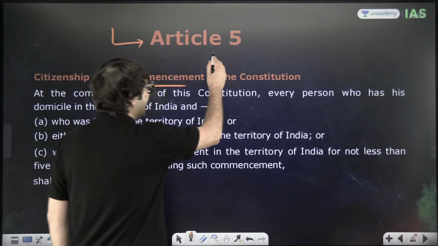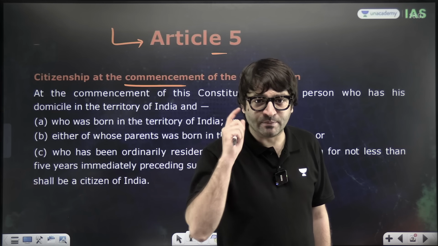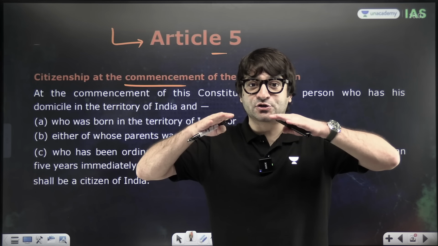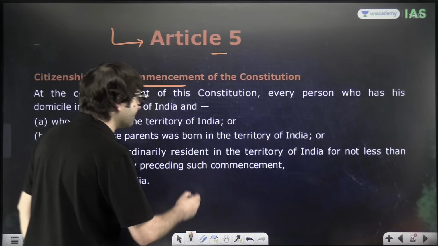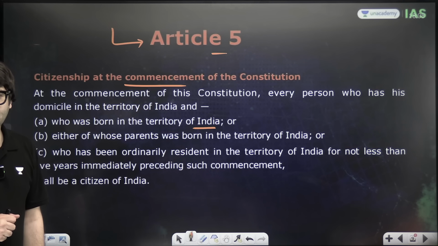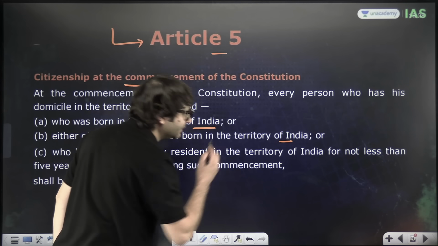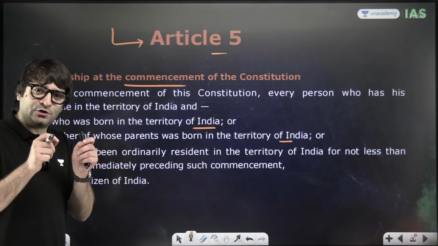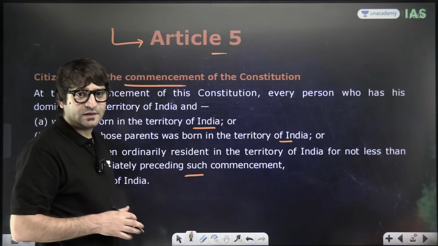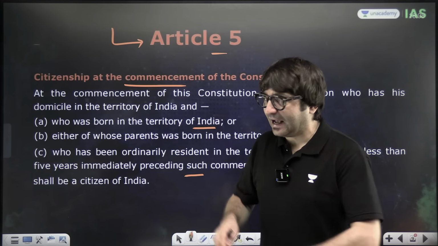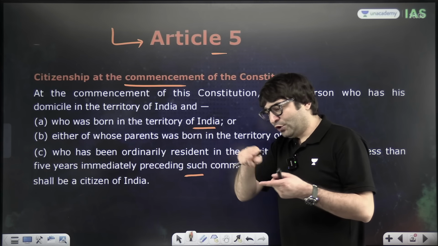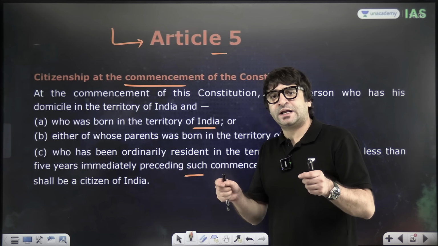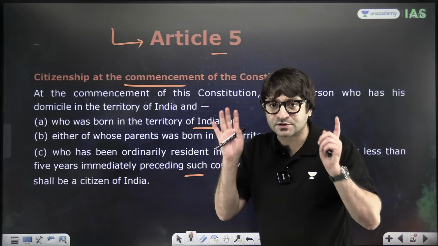But what does Article 5 talk about? Citizenship at the time of the commencement of the Constitution. Who is a citizen at the time of the commencement of the Constitution, which is 26 November 1949? If you were born in the territory of India, or your parents were born in the territory of India, or you were ordinarily a resident of India for 5 years. If you are satisfying these conditions at the time of the commencement of the Constitution, if you were born in India, or your parents were born in India, or you have been an ordinary resident of India for 5 years, you are the citizen of India.